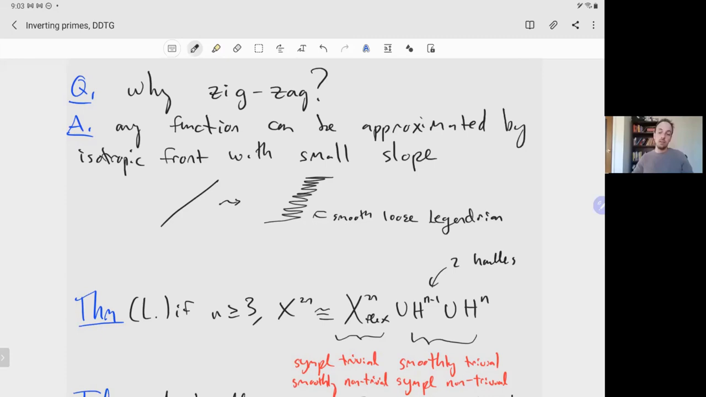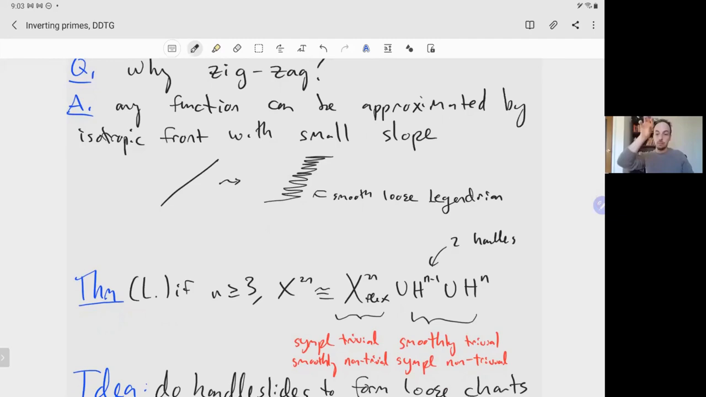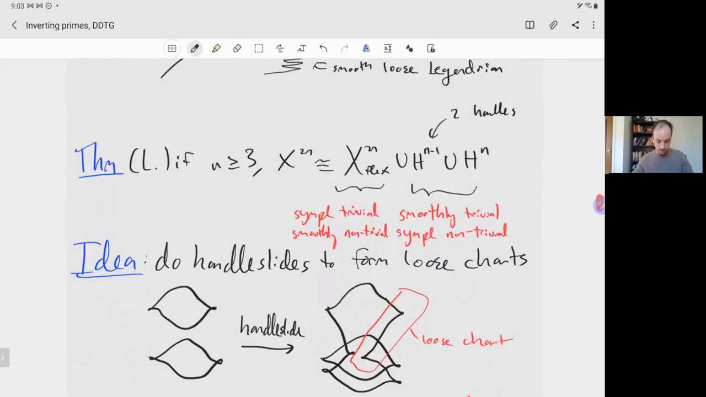So you get this type of decomposition of an arbitrary Weinstein domain into a flexible piece plus this smoothly trivial piece that has all the symplectic structure. And let me just roughly say what the idea is.